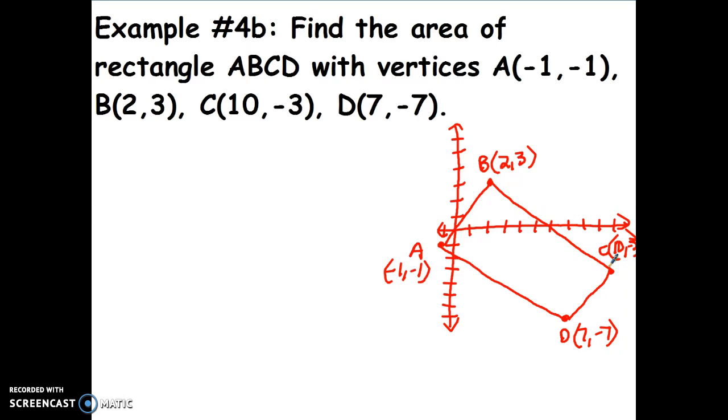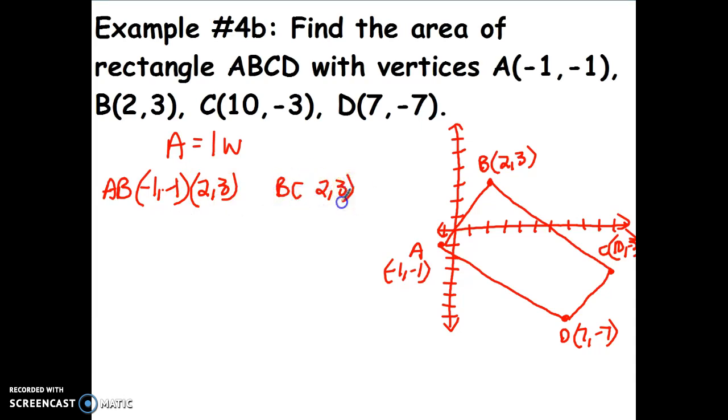So we can definitely see our rectangle. Now, again, the area of a rectangle is length times width, so we only need to calculate two sides. So I'm gonna do AB, -1, -1, and 2, 3. And then I'm also going to do BC, 2, 3, and 10, -3. All right, so let's begin.